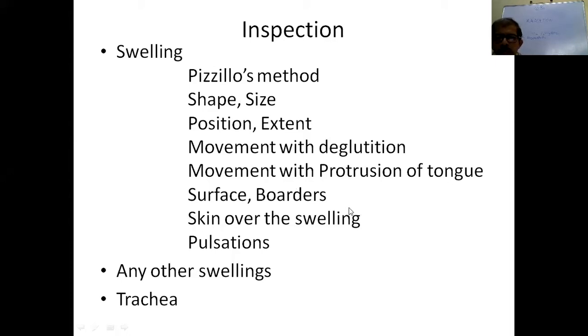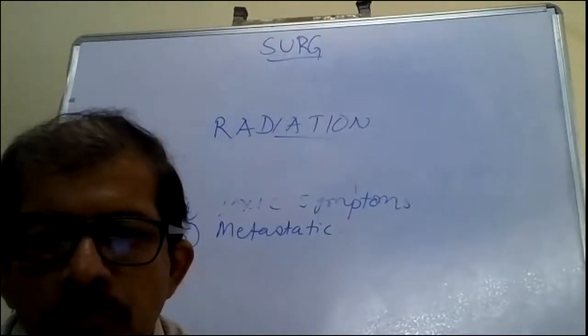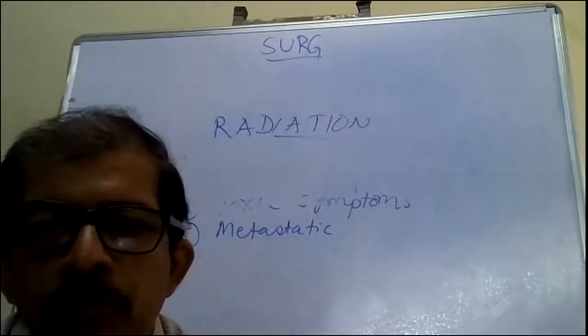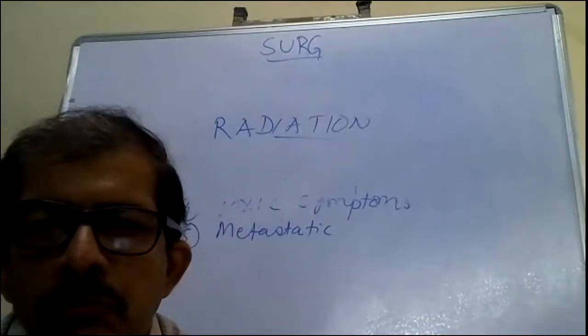Then skin over the swelling. So we will see this video again so that you can know the skin over the swelling. Just concentrate. Paraglossal fistula also moves upwards on protrusion of the tongue, as the fistula is connected to the foramen cecum. And of course, it also moves up with deglutition.